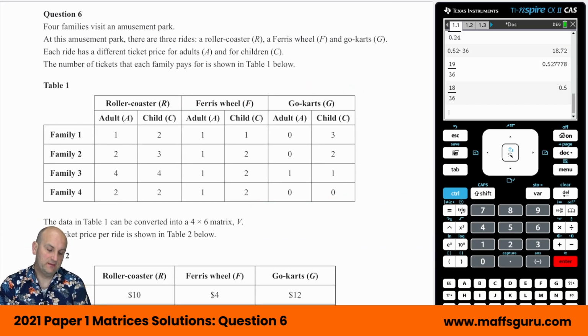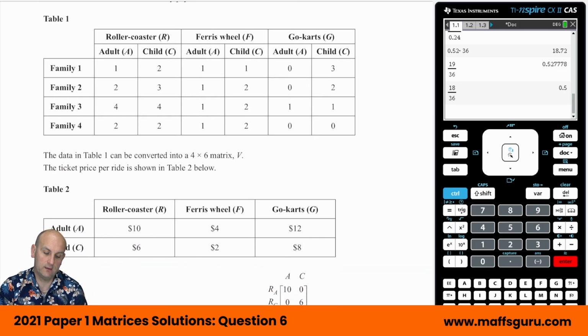Question number 6. 4 families visit an amusement park. At this amusement park there are 3 rides: a roller coaster, a Ferris wheel and go-karts. Each ride has a different ticket price for adults and for children. The number of tickets that each family will pay shown in table 1. Okie dokie, thank you very much. The data in table 1 can be converted into a 4 by 6 matrix V. So V is a 4 by 6 matrix.